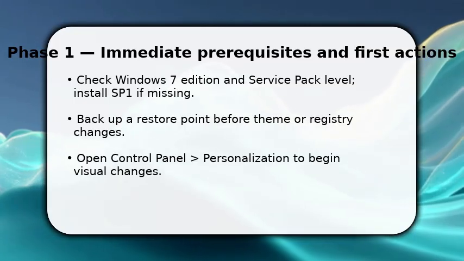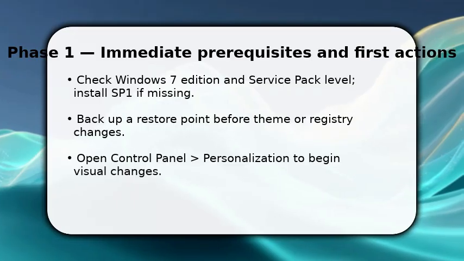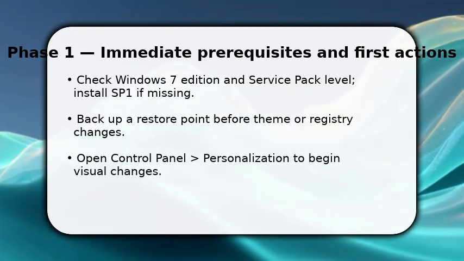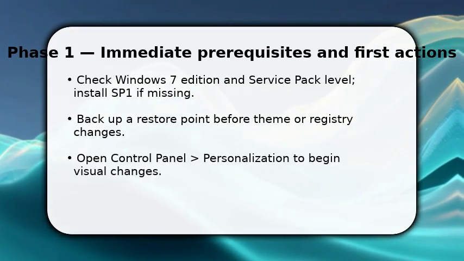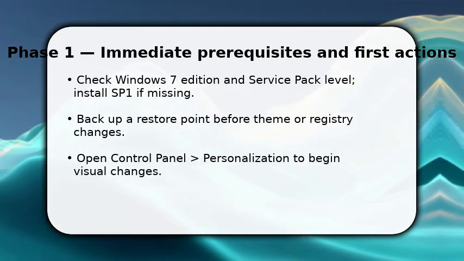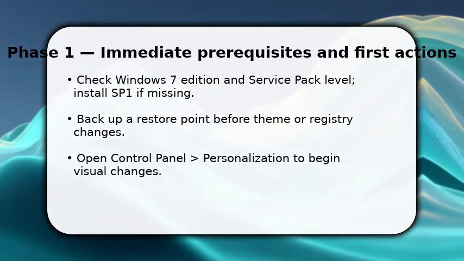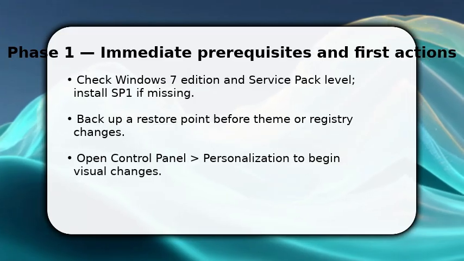You begin by confirming system readiness. Check Windows 7 Edition and install Service Pack 1 if needed, then create a restore point. Once done, open Control Panel and go to Personalization to change themes.